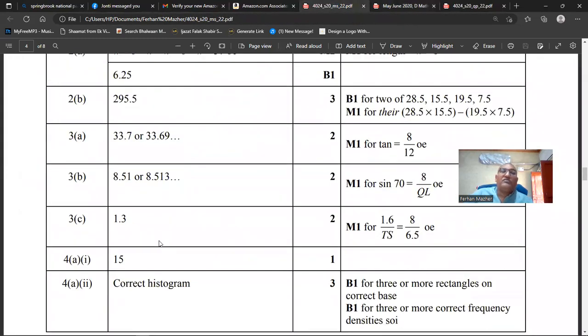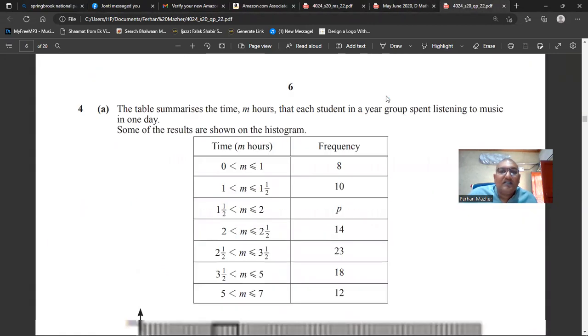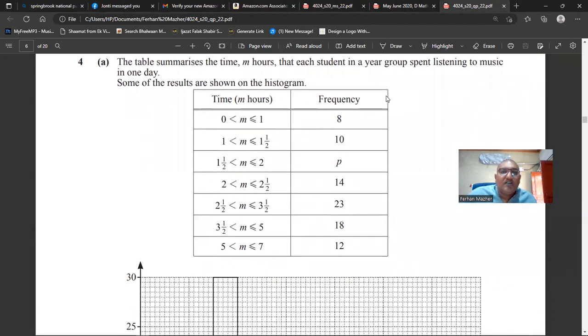1.3 meters. Question number 3, part C. The answer is right. I hope you understand. So my dear students, now we are going to the next question.